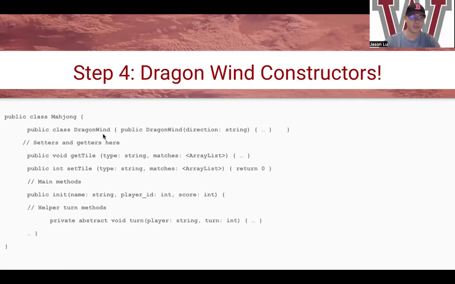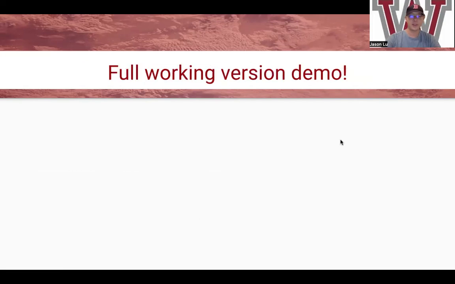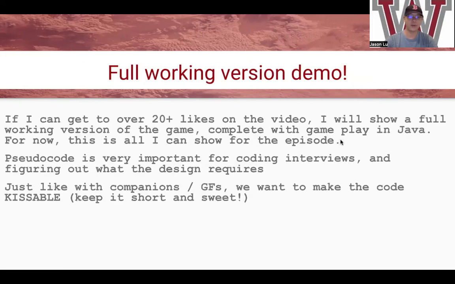So public class Dragon Wind. Do you have a separate class inside the class? You could do it in Java. In Python, you sort of can; you use the underscore init thingy for Python. But in Java, you can easily just add a class within a class, or a subclass. And a public Dragon Wind, once again, is a constructor with the direction string. So there we go.